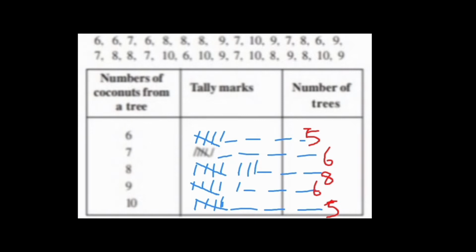Second one, what is the number of nuts that have been plucked from the most number of trees in this land? The maximum value that has been plucked is 8. It goes to the number of nuts 8. 8 nuts is the answer.